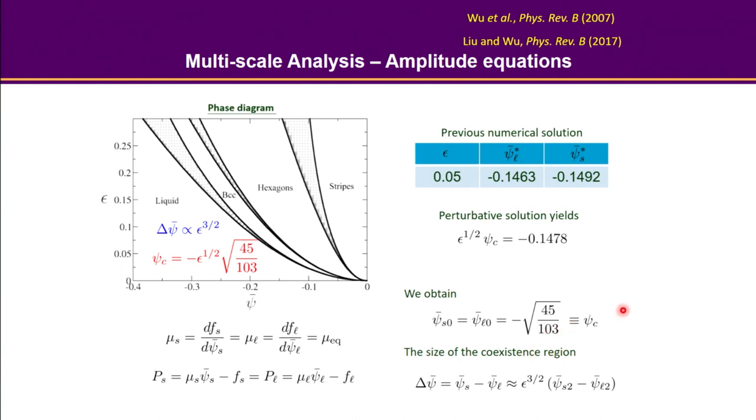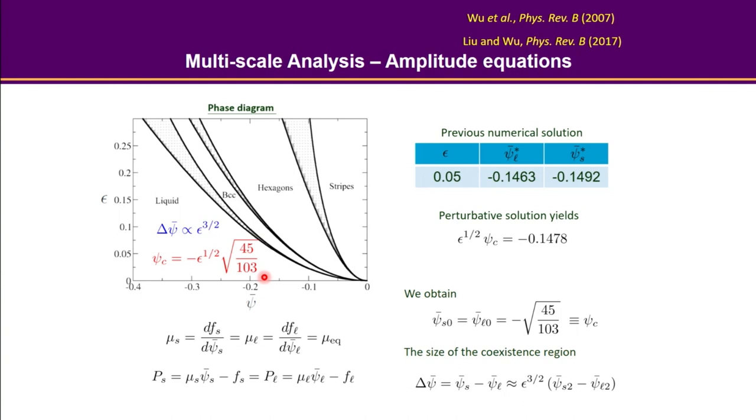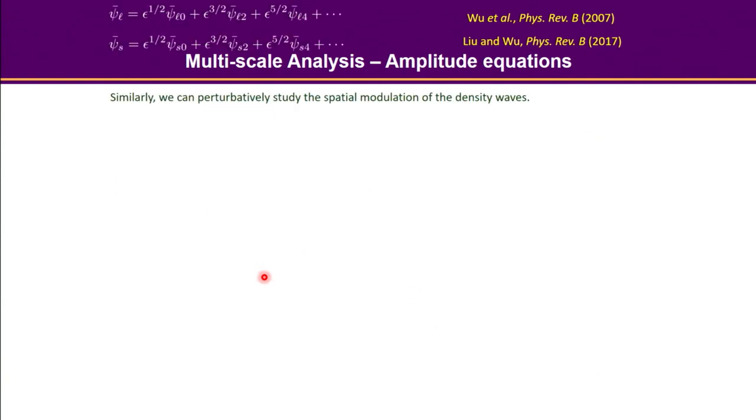I didn't show you how good the next order prediction is, but since you already have code to solve for the solid-liquid coexistence density, you can try to get epsilon as small as possible to verify that the next order expansion indeed occurs at epsilon to the 3/2 power. So here is nothing about the amplitude equation, just to give you a feeling how perturbation theory works, and you should do the expansion term by term. Now we are going to study the amplitude equation.